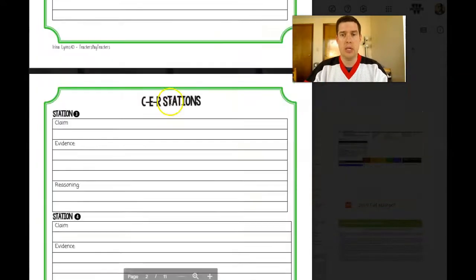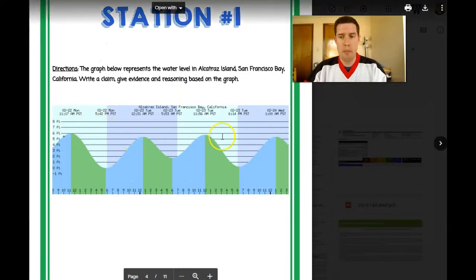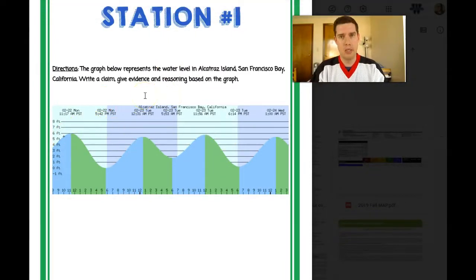All right, so let's go back and look at the data here. If you remember, the claim that we made was every 6 hours the water level is changing from a maximum to a minimum at Alcatraz Island. That is a claim that we're making. Well, the reasoning is asking us to think about why does that even occur in the first place? What's the reason that this claim can happen? What's going on that makes the water level do that?